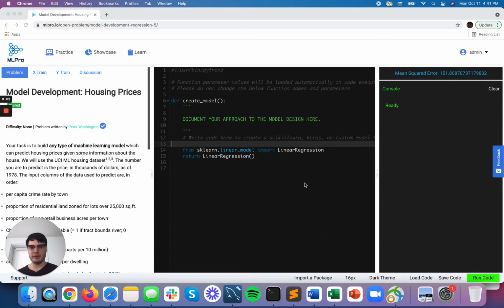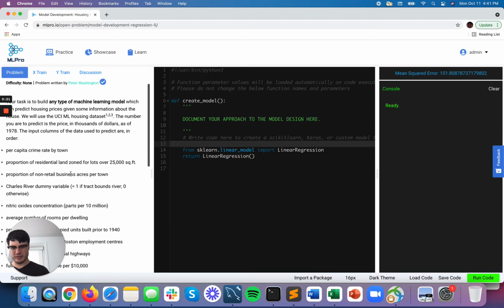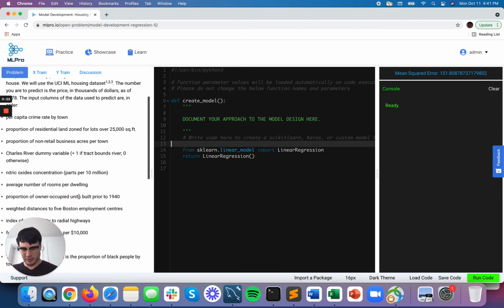We're going to work through a linear regression problem on MLPro. So in this open-ended problem, we're given a housing data set. In particular, we're given a list of houses, and for each house, we're given information such as the per capita crime rate by town for that house, and proportion of non-retail business acres per town of the town that house is in, and a bunch of other information.